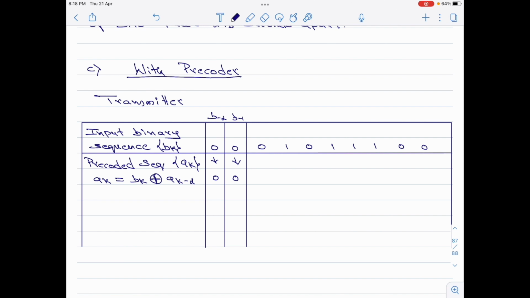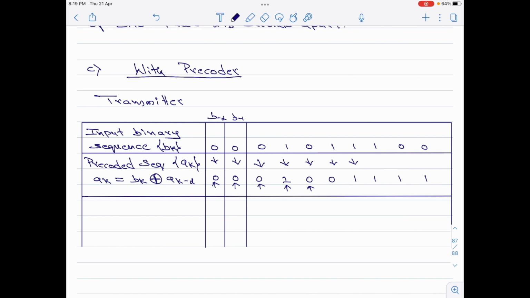Right. Let us now start performing the operation. At this point, it is 0 plus AK minus 2, which is also 0, so it is 0. At this point, it is 1 plus 0, it is 1. This point, it is 0 plus 0, it is 0. This point, it is 1 plus 1 modulo 2 addition 0. At this point, it is 1 plus 0, it is 1. Similarly, we will get here 1, 1 and 1. This is the pre-coded sequence.